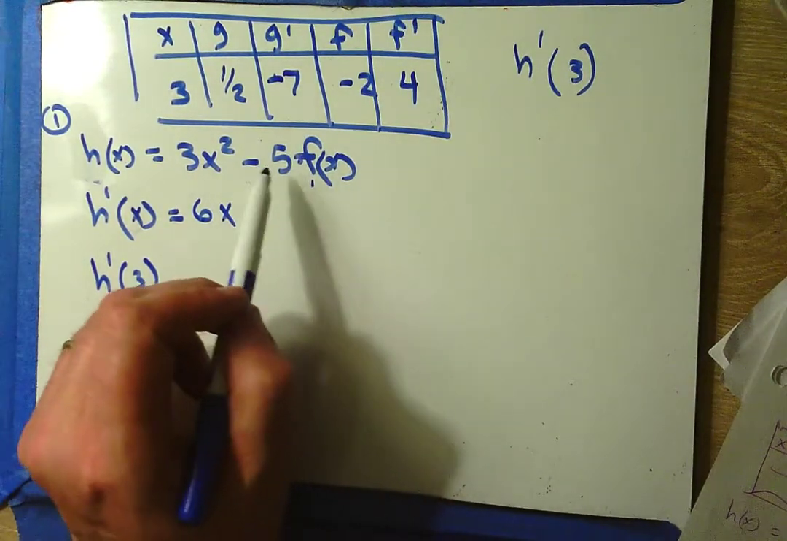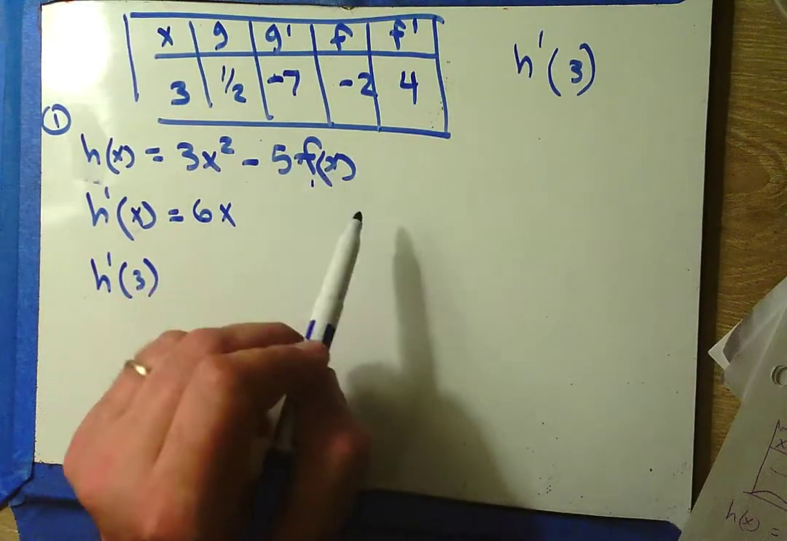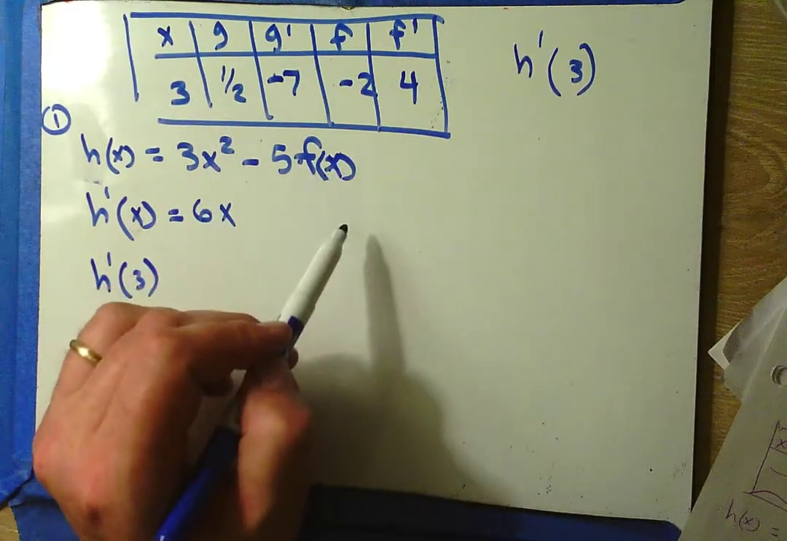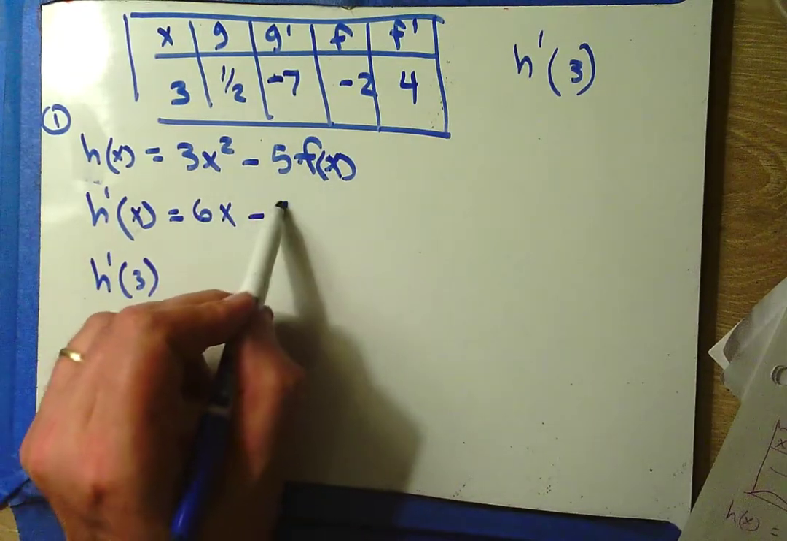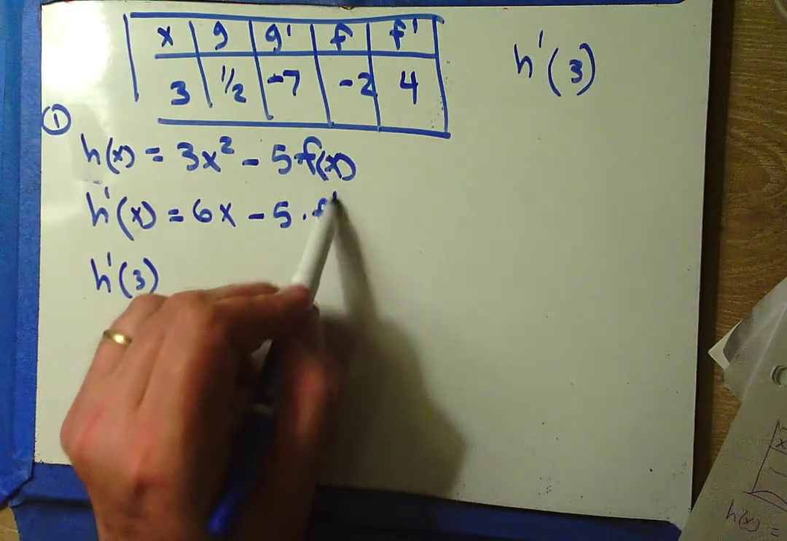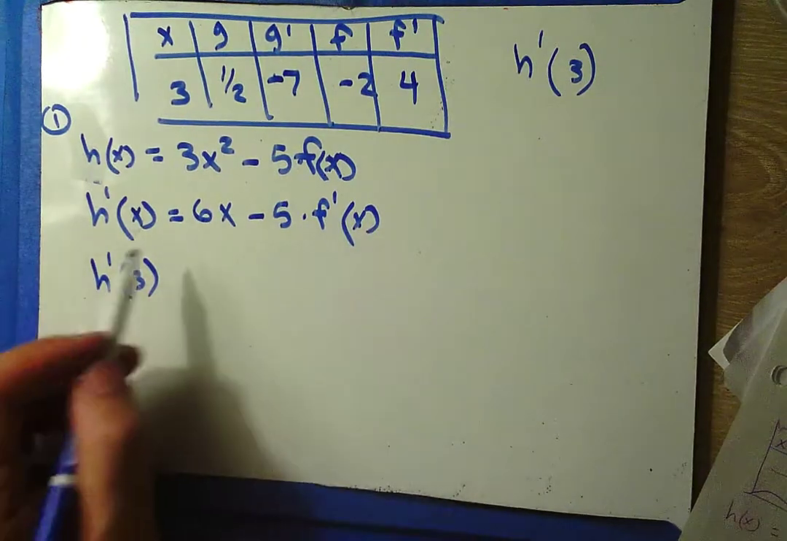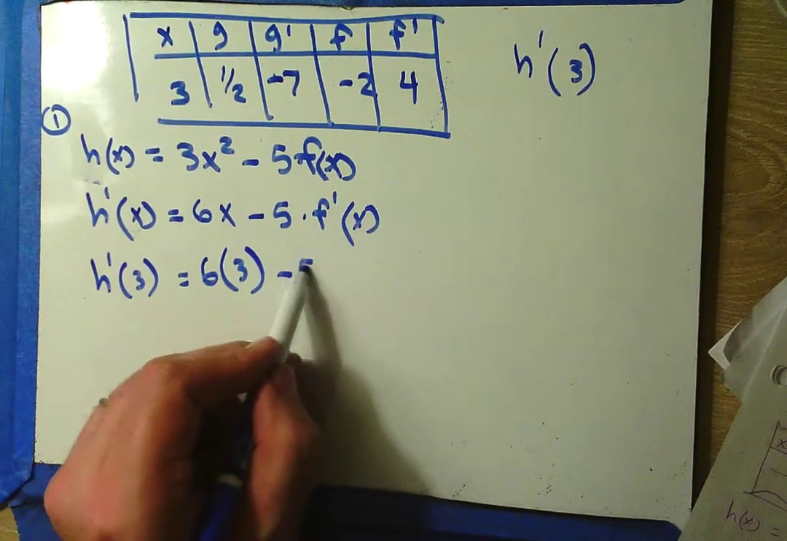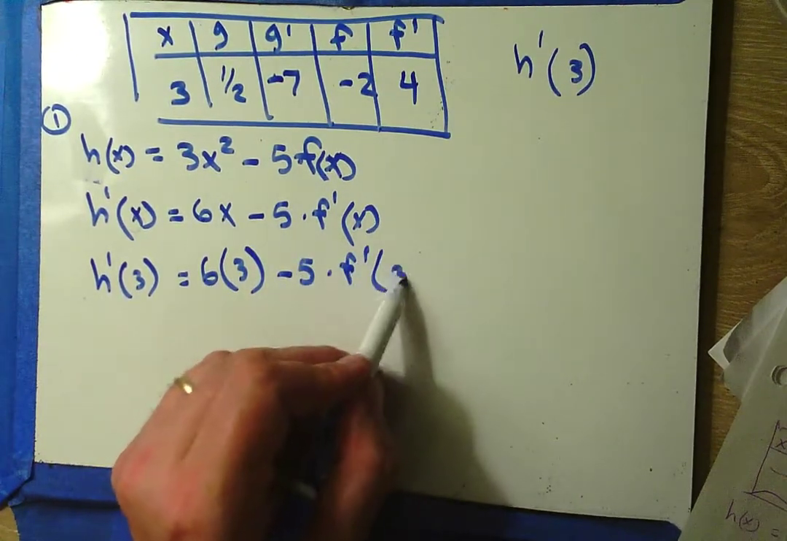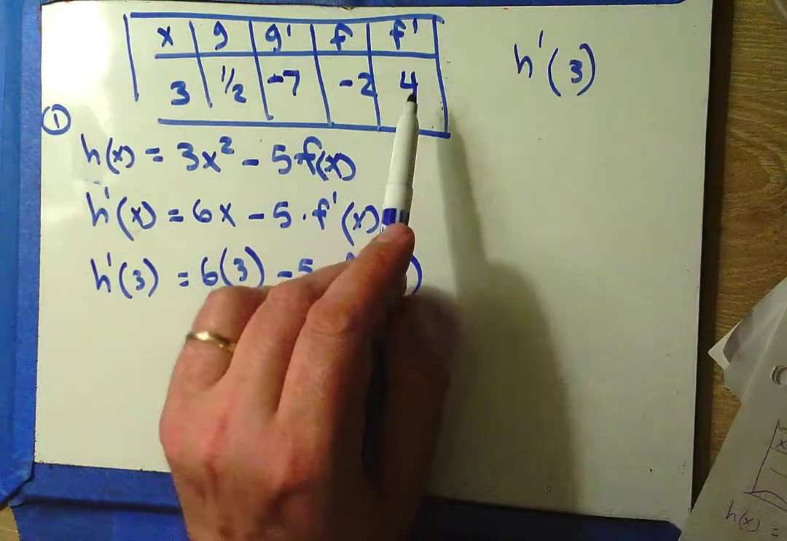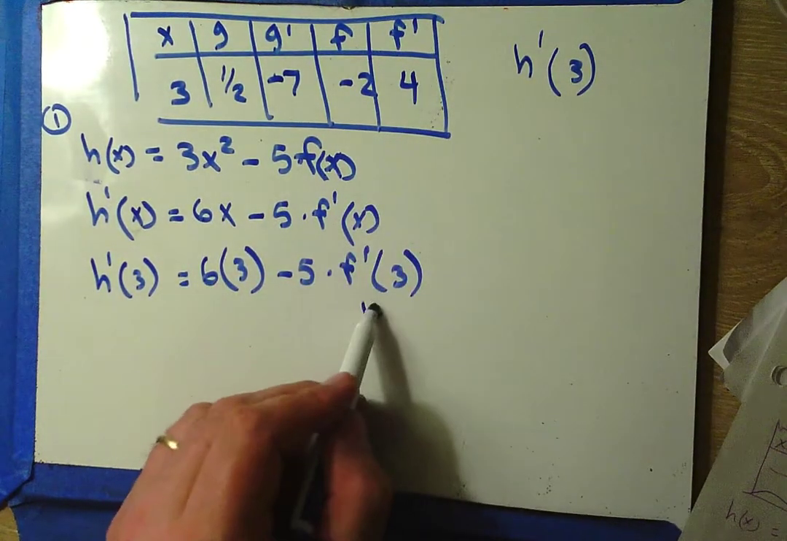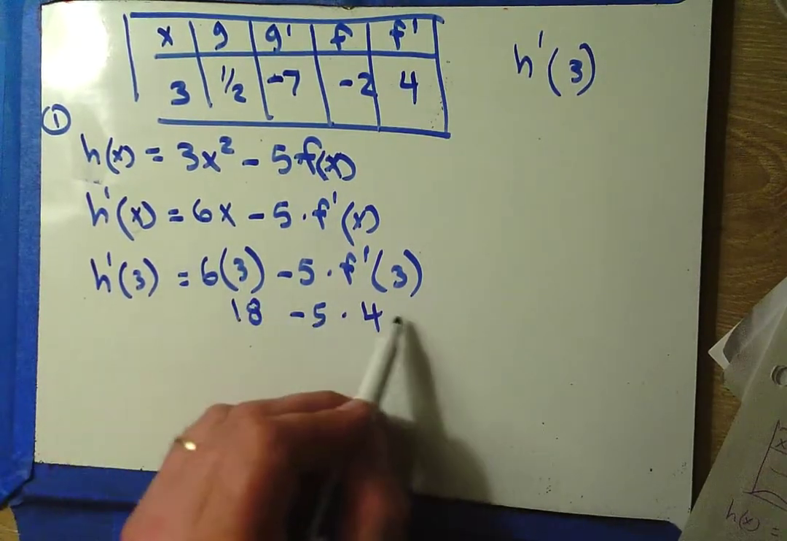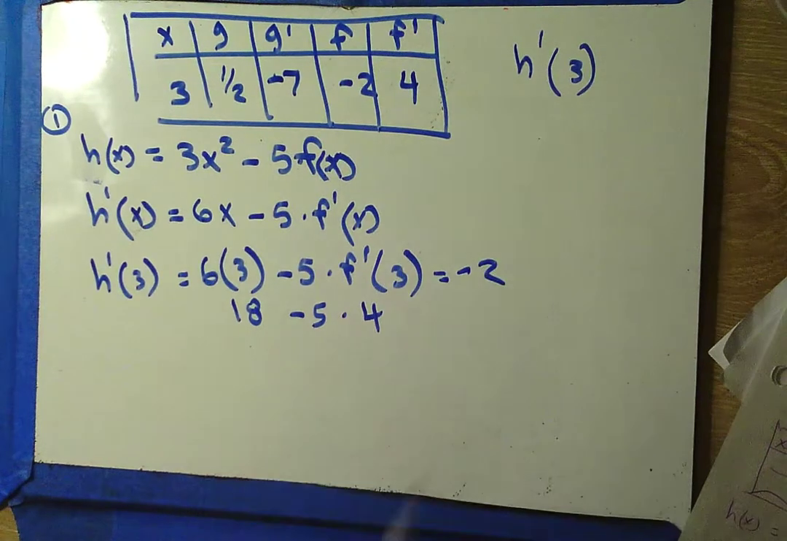Now over here we have the derivative of a constant times a function. Yes, you can use the product rule here, but please do not use the product rule here. Instead, you should recognize that it will be the constant times the derivative of the function. So I want to know h prime of 3. That means I want 6 times 3 minus 5 times f prime of 3. Well, f prime of 3 I get from the table, and that value is 4. And here we have 18. 18 minus 20, negative 2.